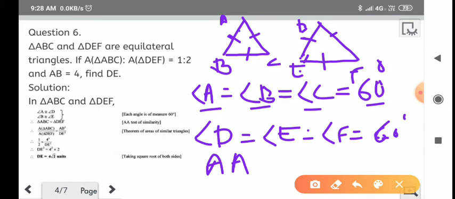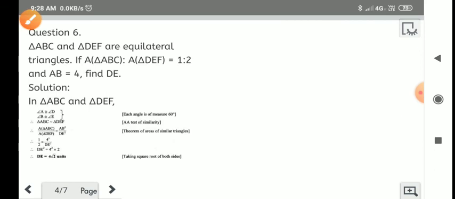So we can say angle A is congruent with angle D because both are 60 degrees. Angle B is congruent with angle E because both are 60. Angle C is also congruent with F. But we need only two angles for the AA test. So we can take any two pairs of angles, and therefore these two triangles become similar, and then we can apply that theorem. So see the solution.